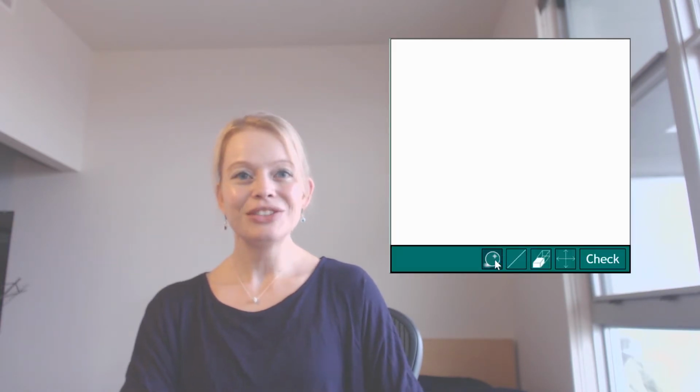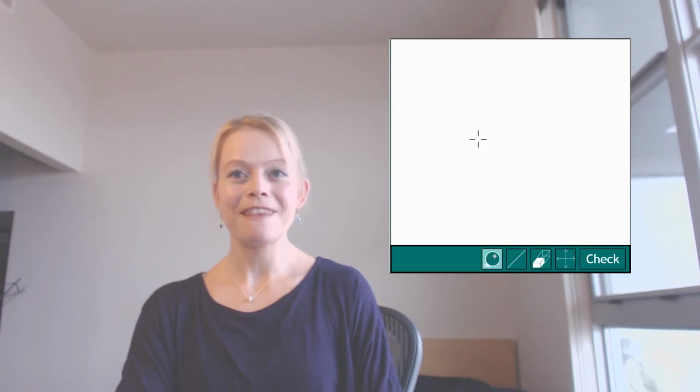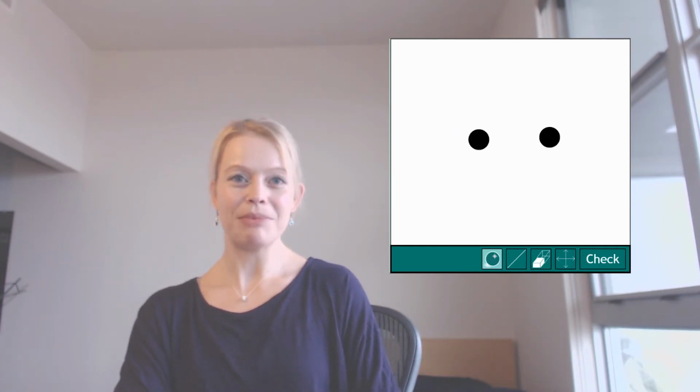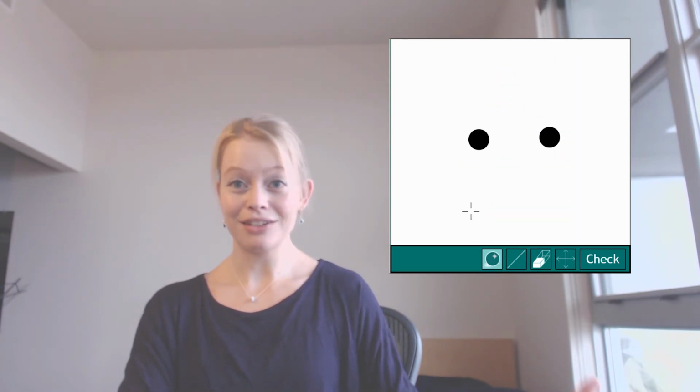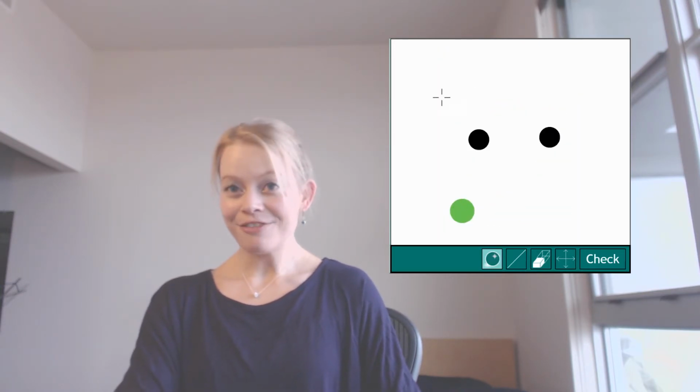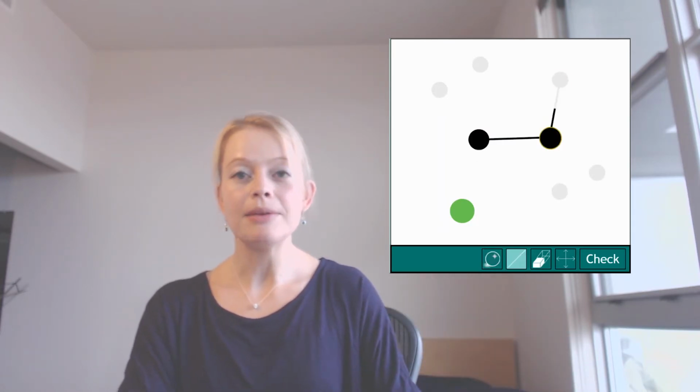So here, students open a menu to select the color of a sphere that they want to draw, and then they place the spheres in the drawing pane. So here, the student is adding two carbon atoms, a chlorine atom, and then 5 hydrogen atoms. And then she draws bonds between them.